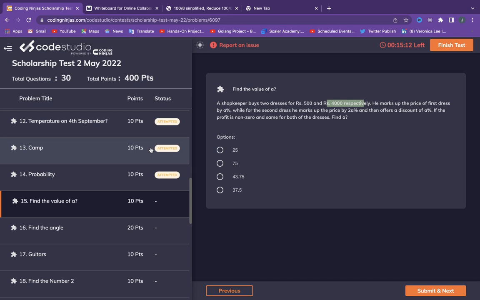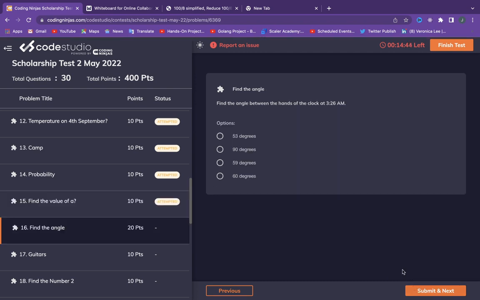So 2 percent would be lesser than A%. I don't know the answer. Let's do 25. 37.5. Just feeling it.